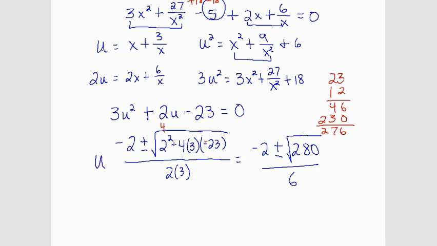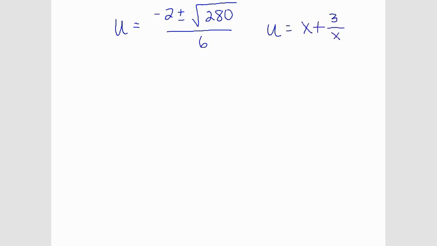Okay, so let's remind ourselves that this is u, and let's go ahead and flip onto a clean page. So u equals negative 2 plus or minus the square root of 280 over 6. And let's remember that u is equal to x plus 3 over x. Okay, now let's go ahead and simplify this. The 280 can be broken down into 28 and 10, 7 and 4, 2 and 2. The 10, well, breaking that down won't help.